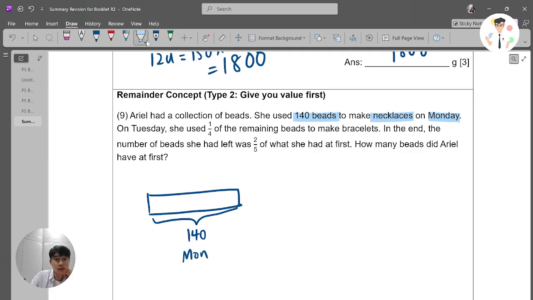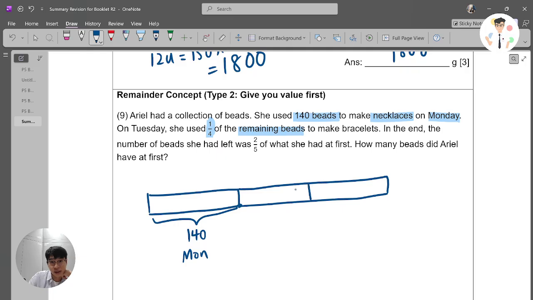Now, on Tuesday, she used 1/4 of the remaining beads. Now, I'm talking about the remaining. This is what I've already done. So, for the remaining here, I have 4 units. And out of these 4 units, I use that 1 unit to make a bracelet. Okay, this is necklaces. This is Tuesday, okay? Now, what happened? This is what I'm left with.